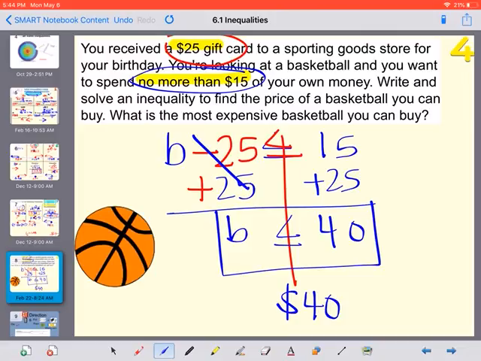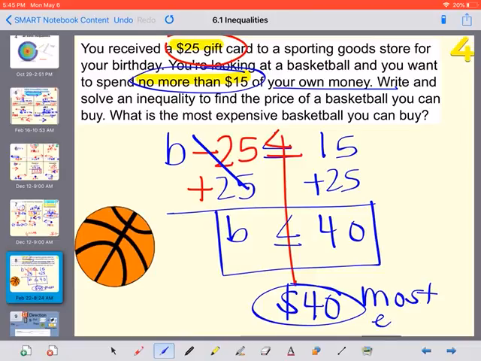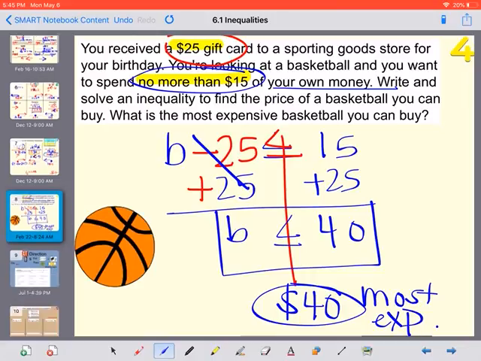So it says, what's the most expensive basketball that you can buy? Well, $40 is the most expensive because you also have your gift card. So when you take the $25 off, you're only spending $15 of your own money. That's a good way to check to see if you did this right. So that's the most expensive one you can buy.